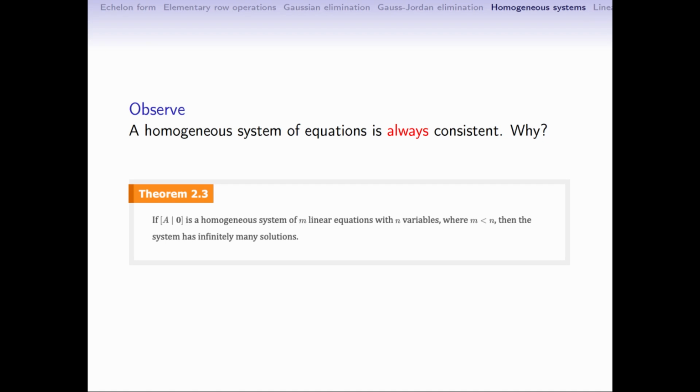Now, let's look at theorem 2.3. So suppose we have a homogeneous system that we put together. We've got a matrix of coefficients paired up with a column of zeros. So this is a homogeneous system.